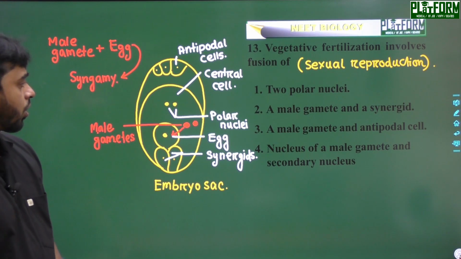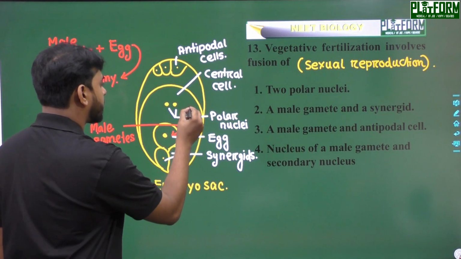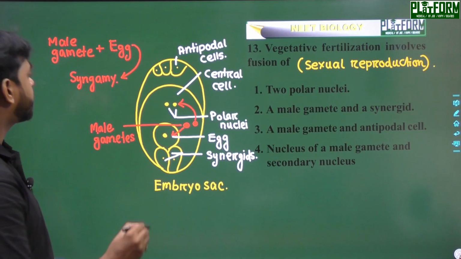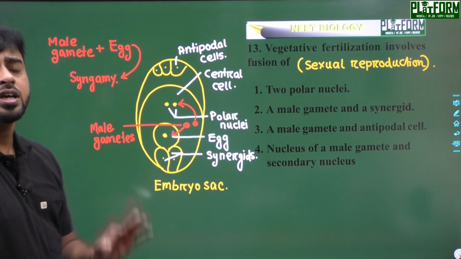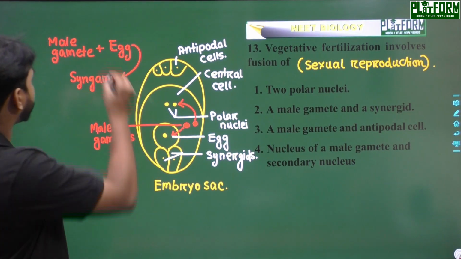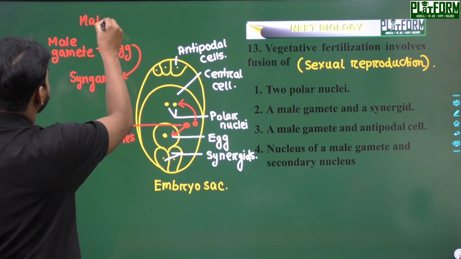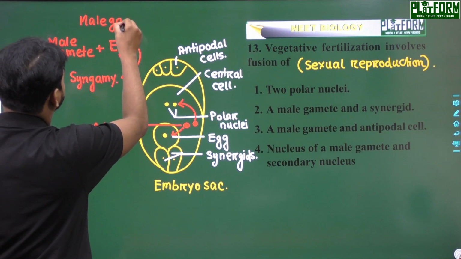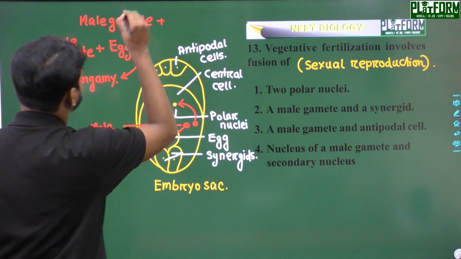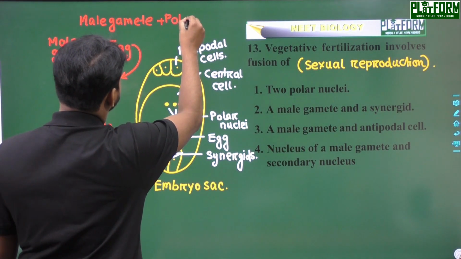Fine. On the other hand, the remaining male gamete fertilizes the polar nuclei, and this particular fertilization is considered as vegetative fertilization. So what is vegetative fertilization? Vegetative fertilization means the male gamete which fused with the polar nuclei.